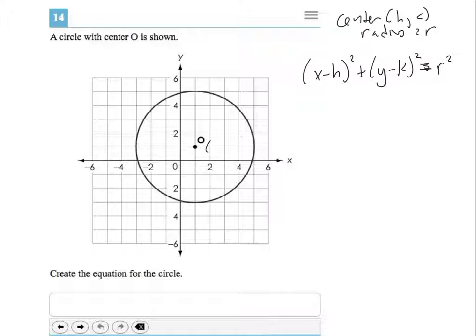So the center here appears to be at (1, 1). And the radius I can find, it's 1, 2, 3, 4. So the radius is 4. So all I have to do is plug in that center. So it's (x minus 1) squared. Again, it's always the opposite. Plus (y minus 1) squared equals r squared. Well, the radius is 4, so 4 squared would be 16.